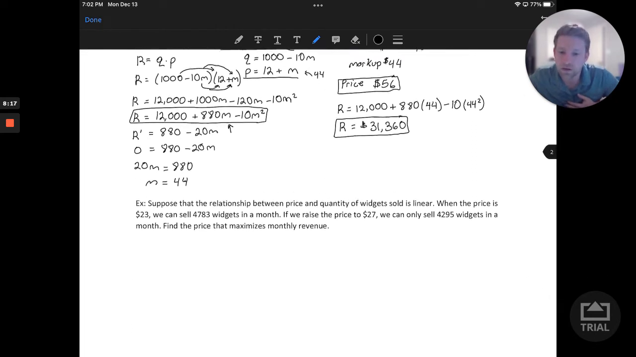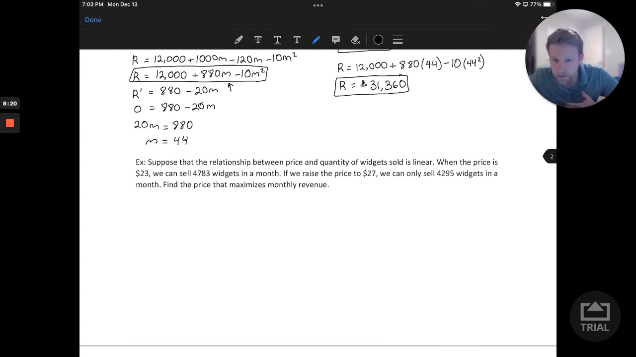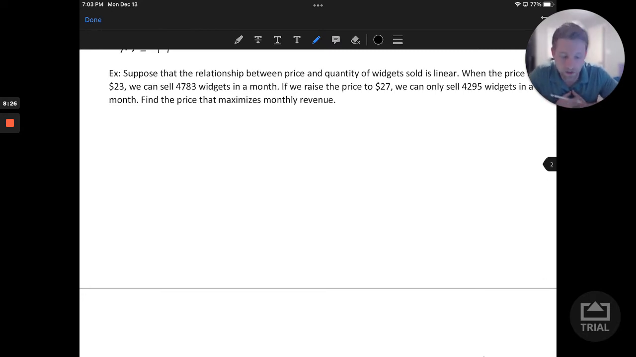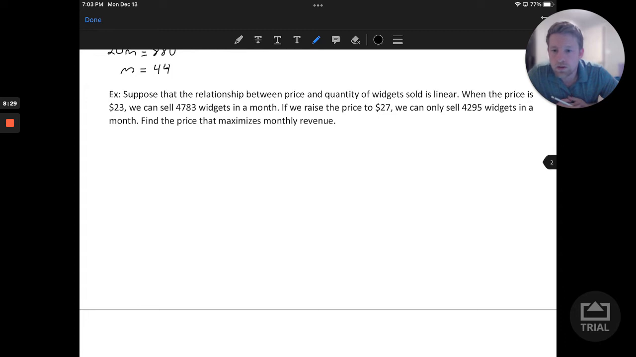The next one involves, again, price and quantity, and we're going to consider how they can be related in a linear fashion. So suppose that the relationship between price and quantity of widgets sold is linear. When the price is $23, we can sell 4,783 widgets in a month. If we raise the price to $27, we can only sell 4,295 widgets in a month. We want to find the price that maximizes monthly revenue.